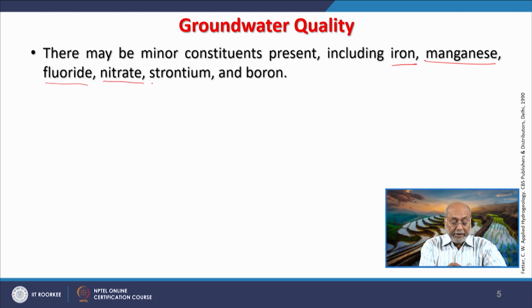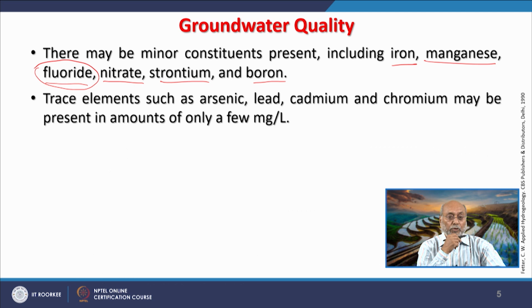fluoride, nitrate and boron. This fluoride is creating a big problem in terms of groundwater quality in many places and causing a lot of problems to humans and of course the animals also, those who are consuming that kind of water. So, many areas in India are getting this fluoride problem.